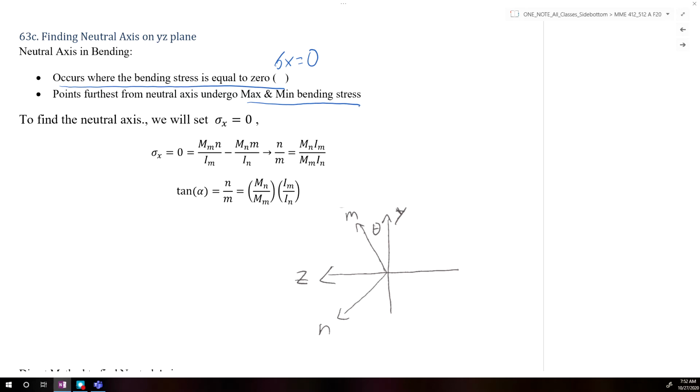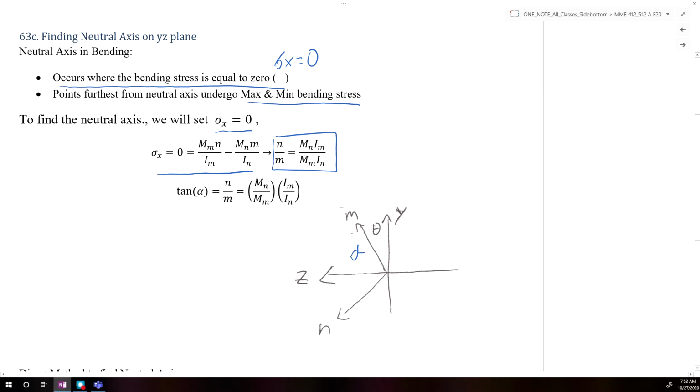To find our neutral axis, we're going to set our stress along the x-axis equal to 0. So we take this equation from earlier in the lecture, rearrange it, and solve for the ratio of n over m. That ratio of n over m we can think of as being an angle, which we'll define as our angle alpha.